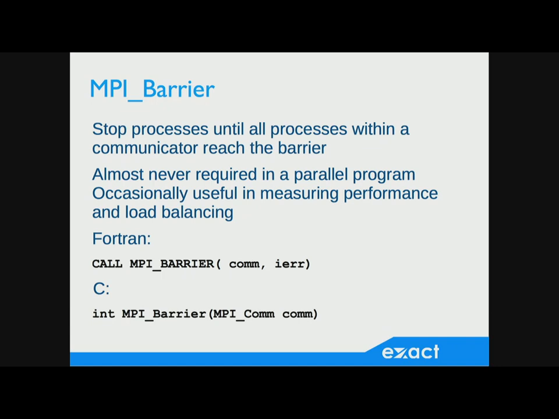MPI_Barrier was the first one I told you. Very simple: call MPI_Barrier, int MPI_Barrier. Of course, the argument is just the MPI communicator. It is almost never required in a parallel program if it's done well. It's actually quite useful for measuring performance and checking if your code is well balanced. What does well balanced mean? It means that all the MPI processes do more or less the same amount of computation.